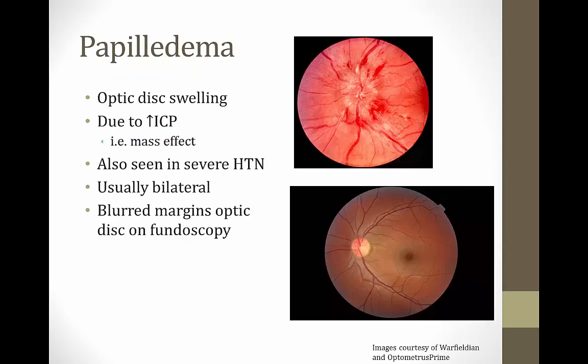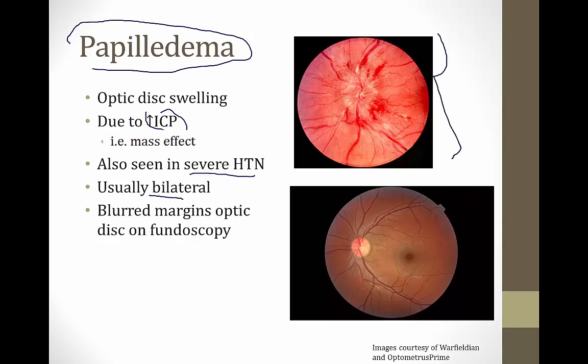A very important sign of increased intracranial pressure is papilledema. This is swelling of the optic disc from high ICP. It's also seen in patients with severe hypertension. So for example, someone who acutely presents to an ER with a very high systolic pressure over 200 may have this. It's usually bilateral, and what you see are blurred margins of the optic disc on fundoscopy.